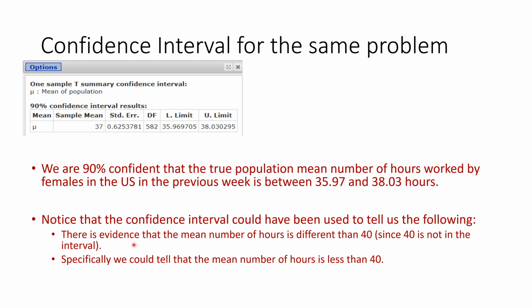Notice that the confidence interval could have been used to tell us the following. This is evidence that the mean number of hours is different from 40, since 40 is not in the interval. Notice that 40 is larger than the upper bound, so 40 is not in the interval. And we could tell that the mean number of hours is less than 40, because 40 is larger than the upper bound of the confidence interval.